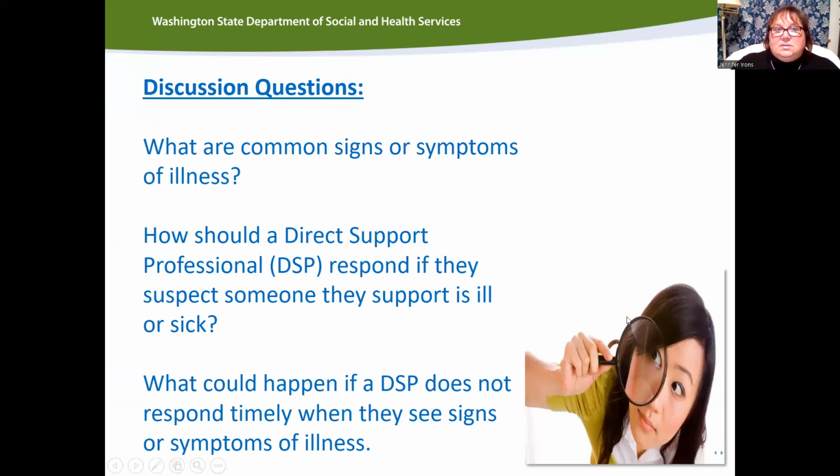What are common signs and symptoms of illness? Might be coughing, headache, stuffy ears, runny nose, crusty eyes. There's a lot of different signs or symptoms of illness.